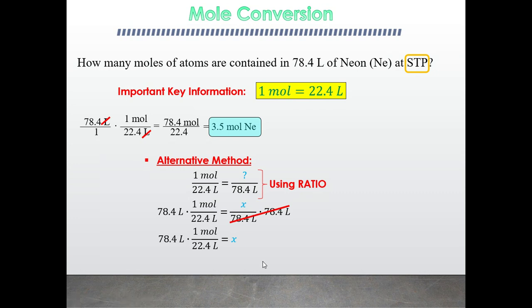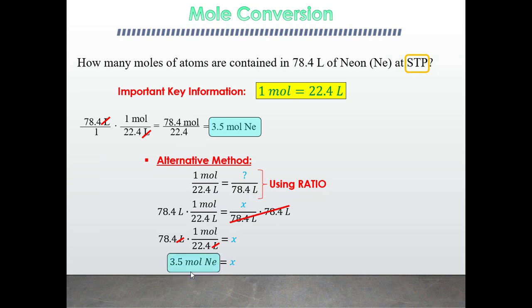So as you see here, you can just multiply across: 78.4 times 1 is 78.4, and then the bottom is just 22.4. If you take 78.4 divided by 22.4, which is practically the work from the beginning of the video, it simplifies down to the same answer. Therefore, 78.4 divided by 22.4 also gives you 3.5 moles of neon.